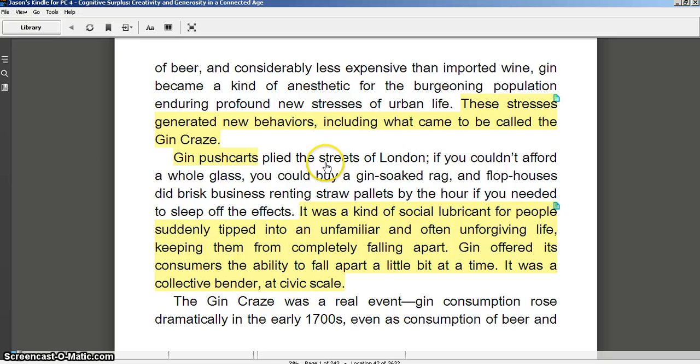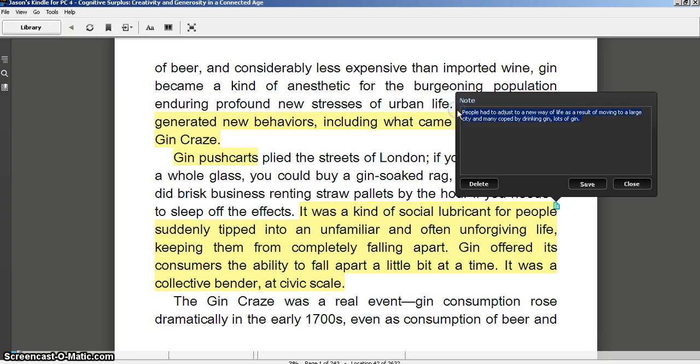Gin push carts plied the streets of London. If you couldn't afford a whole glass, you could buy a gin-soaked rag, and flop houses did brisk business renting straw pallets by the hour if you needed to sleep off the effects. It was a kind of social lubricant for people suddenly tipped into an unfamiliar and often unforgiving life, keeping them from completely falling apart. Gin offered its consumers the ability to fall apart a little bit at a time. It was a collective bender at a civic scale.